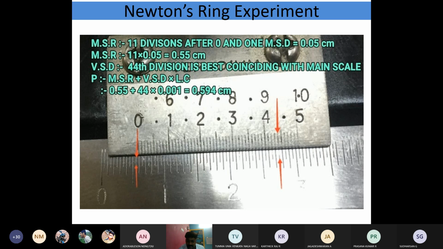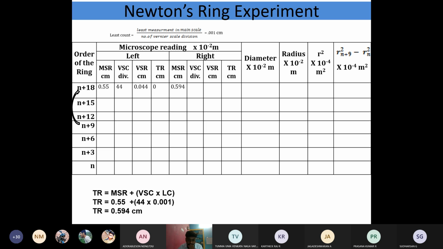So you should not consider the main scale reading for this case. We have to consider only the vernier. So the 44th line is coinciding with the main scale, so I have written here 44. The vernier scale coincidence becomes the vernier scale reading. Now we have to know the least count here. The least count for this traveling microscope is 0.001 centimeter. So I have substituted that here.